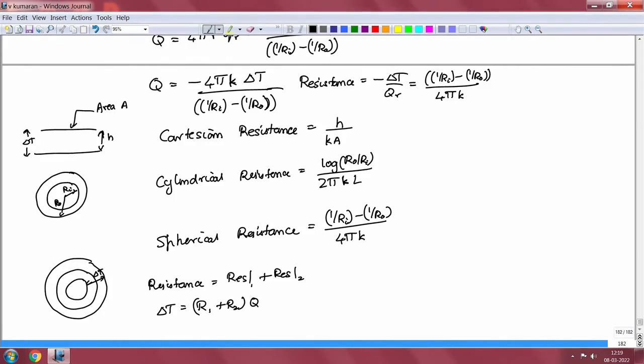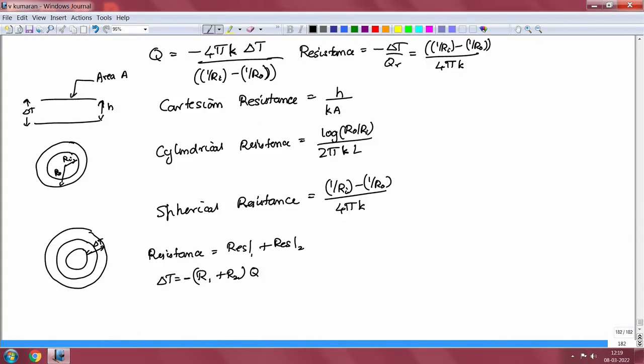Delta T is similar to a voltage difference, and Q is similar to a current. It should have a negative sign because heat transfers from higher to lower temperature. So delta T is equal to minus the sum of the resistances times the total heat transfer rate, not the heat flux, the total heat transfer rate. So, this is the equivalent of heat transfer resistances for a spherical shell. If you had multiple shells, you will just add up the resistance of each of those shells, and the resistance of each shell is given by this expression.